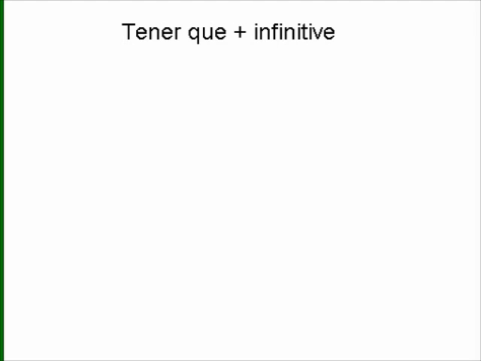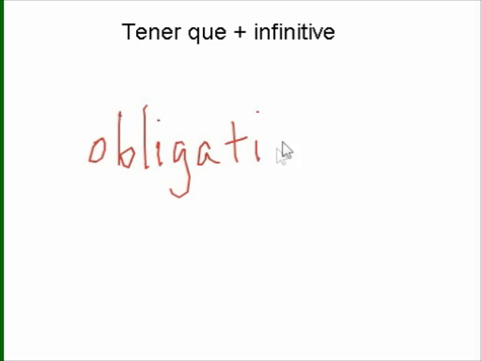Tener que plus an infinitive is used to talk about obligations. You may remember from the tener tutorial that tener is used to talk about possession, obligation, and it's used in special phrases that we call expressions with tener. In this tutorial we will be talking about using tener to talk about obligations, and to do that we have to use the setup that we call tener que plus infinitive.